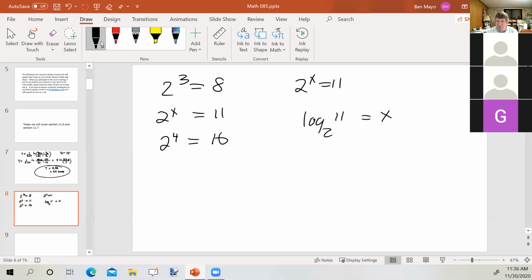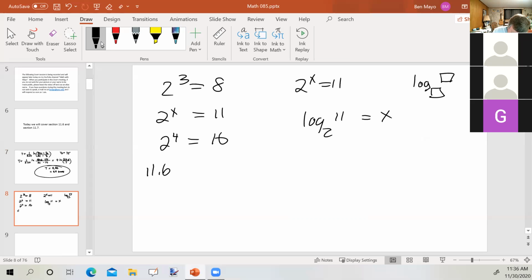Now, some scientific calculators actually have a button that I think is log, and then it has a little box there and a little box there. So some scientific calculators, you can put this in directly, but most of them you can't. So what we need to use is something called the change of base formula. And that's all we're going to look at in section 11.6.